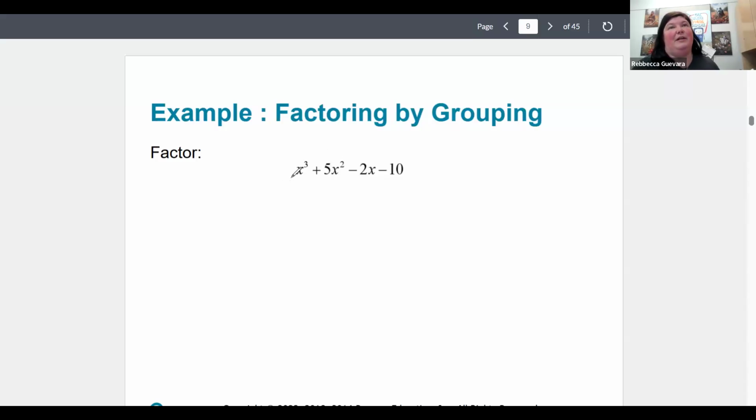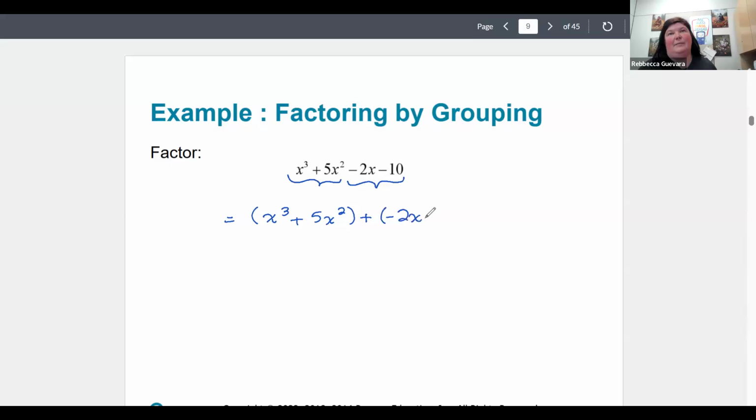So when we talk about factoring by grouping, what we're going to do is put these terms together and call them a group, and these terms together and call them a group. So we have x cubed plus 5x squared as one group. And then we want to keep that negative there, so I'm going to just say plus negative 2x minus 10. That's my other group.